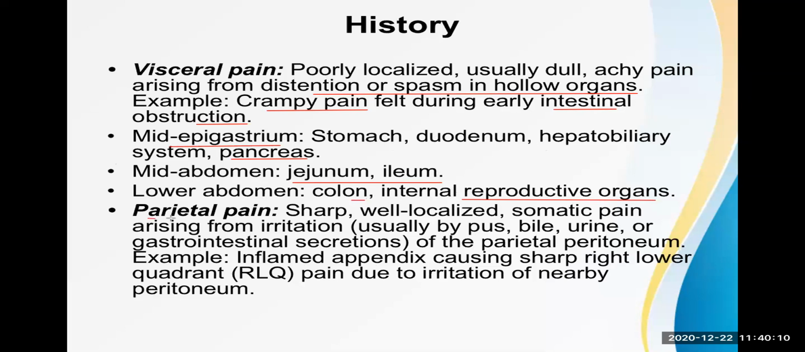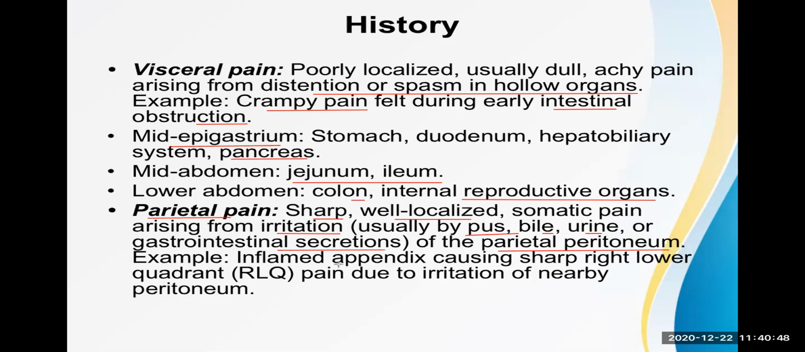Now, what about the parietal pain? It is sharp, it is well localized, and it is a somatic pain arising from the irritation of the parietal peritoneum, which is supplied by many nerve fibers. This irritation is usually caused by pus, bile, urine, or any GI secretions like hydrochloric acid. When there is a perforation of a peptic ulcer, that hydrochloric acid leaks into the peritoneal cavity, and that can easily lead to parietal pain.